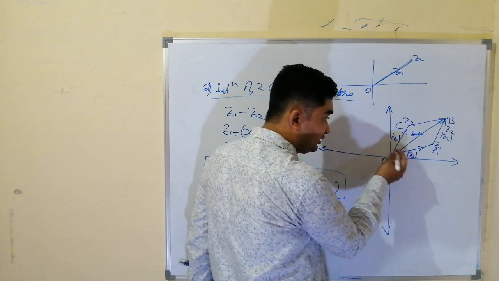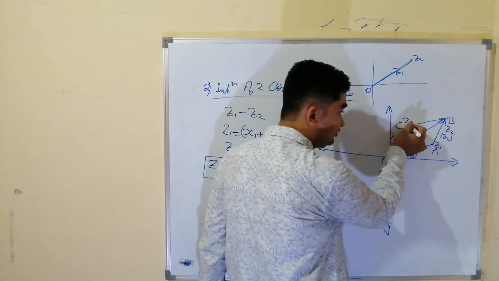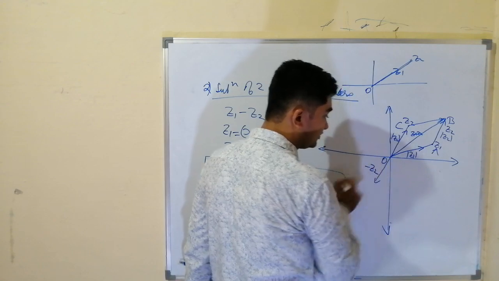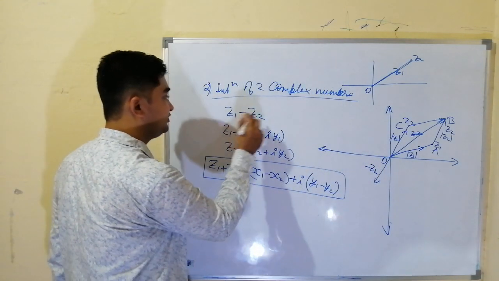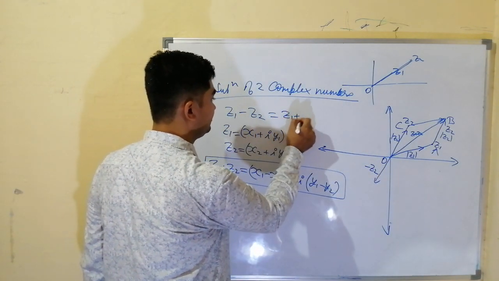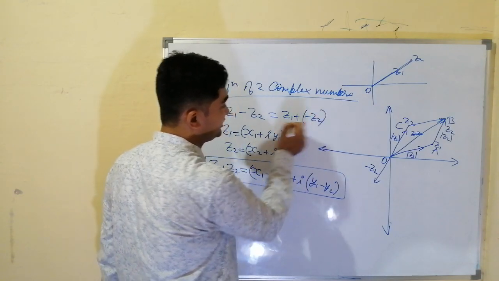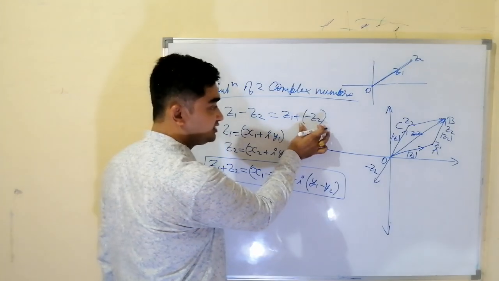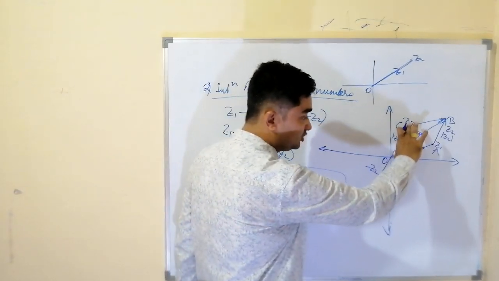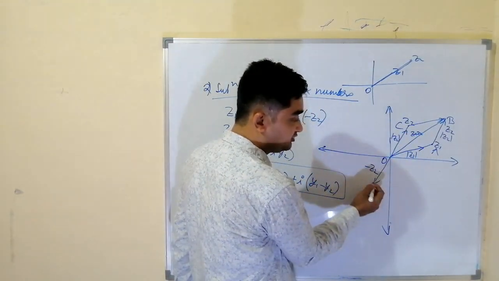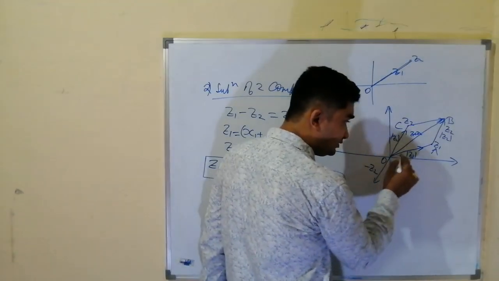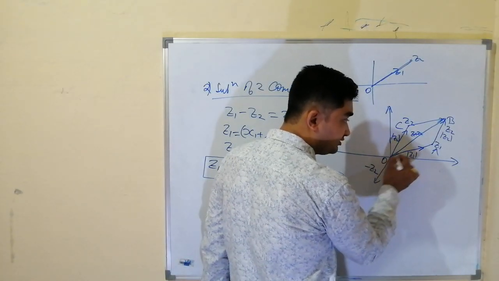We know, like vectors, if this is Z1, take the opposite direction, we'll get minus Z2, because Z1 minus Z2 is nothing but Z1 plus, inside bracket, minus Z2. So it is similar to adding Z1 with minus Z2. If this is Z2, then take reverse direction, we'll get minus Z2.